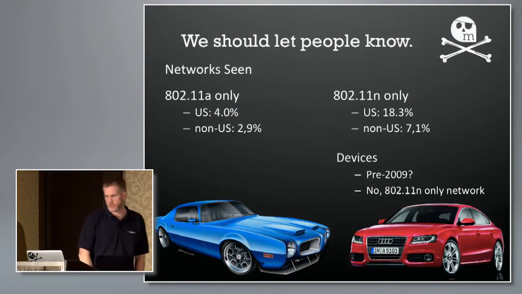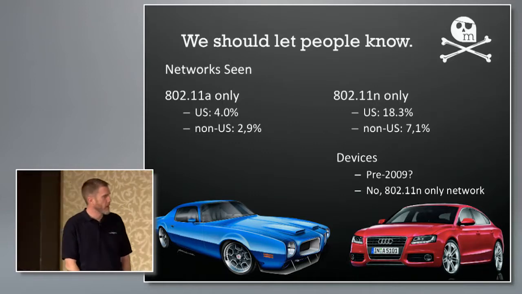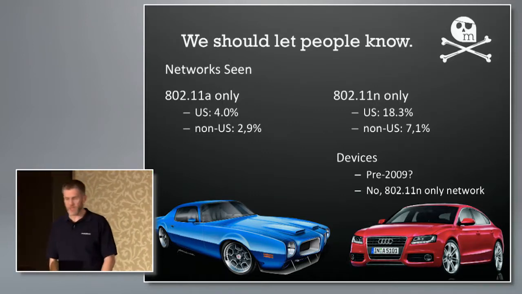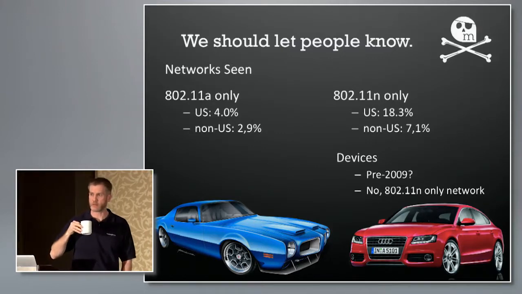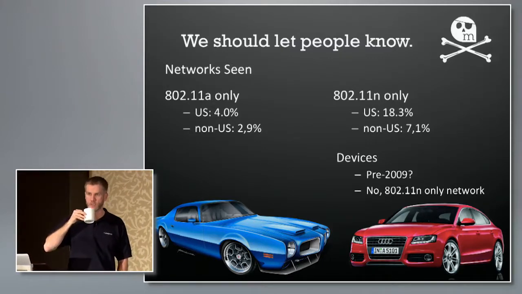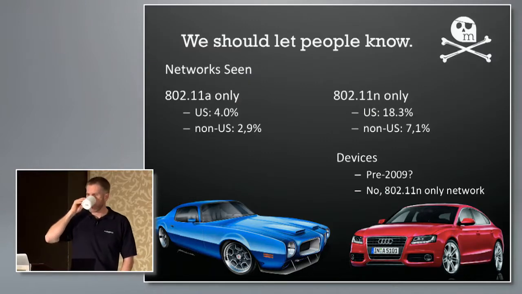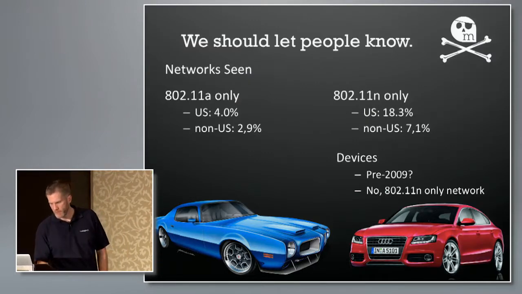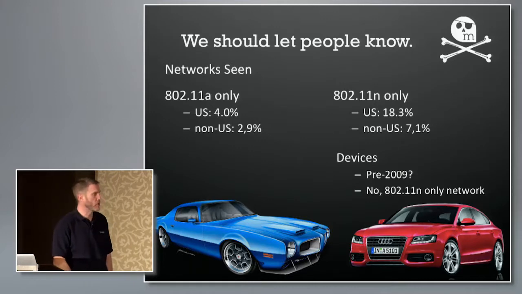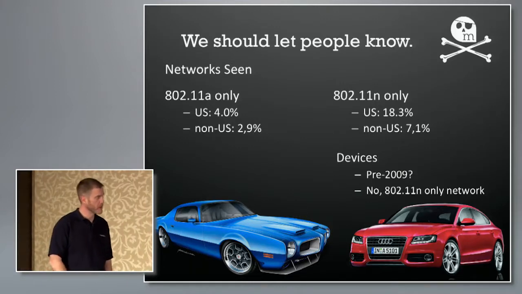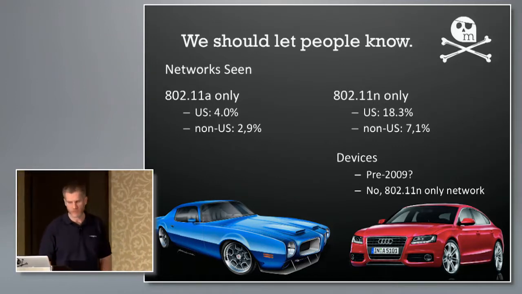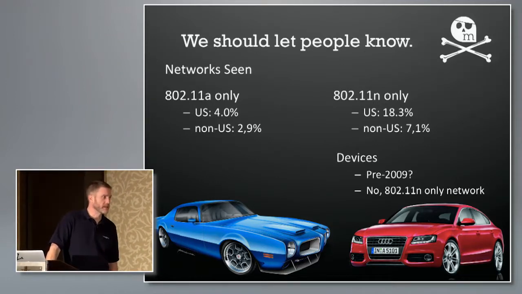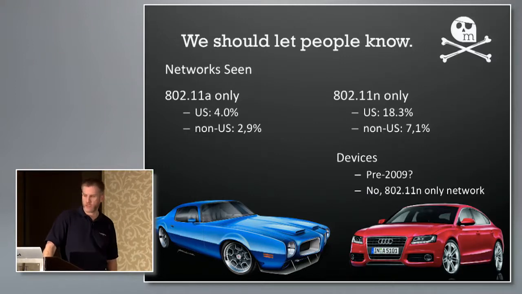All right, so some of the other things we should let people know. 802.11a is not used very much. Not very many people like it. I think it's because N does everything that A does, so there's no reason to pick just A. But 4% of people do. Now, N-only networks, which I think we should really be pushing as a minimum standard if at all possible, about 18.3% in the US have them.